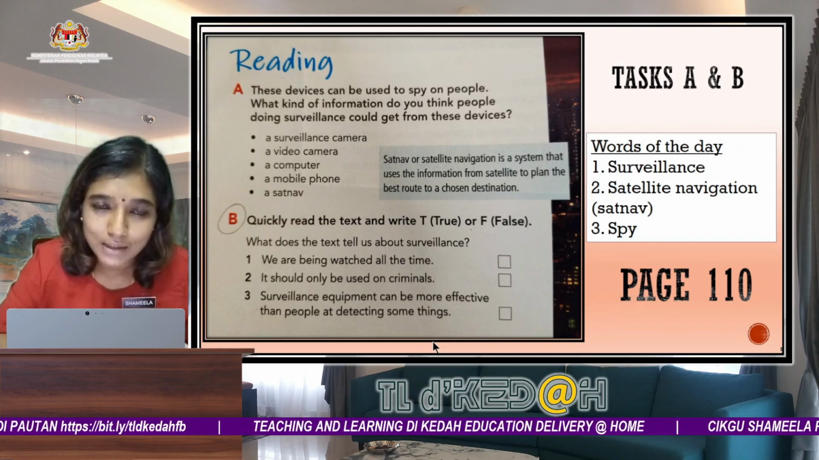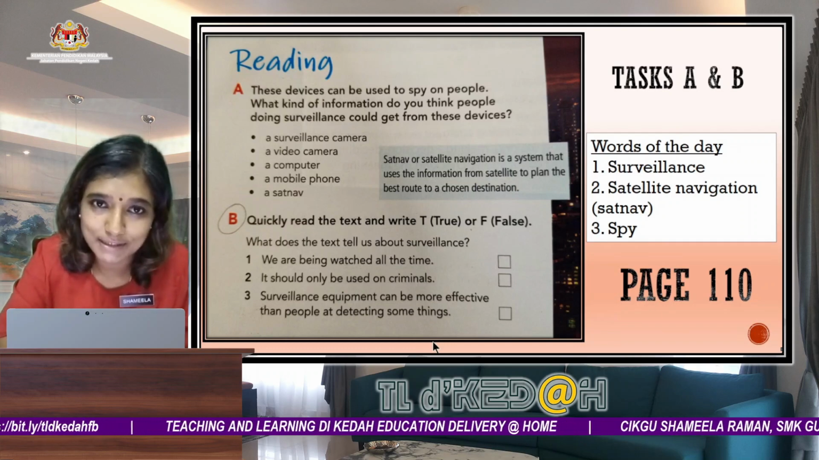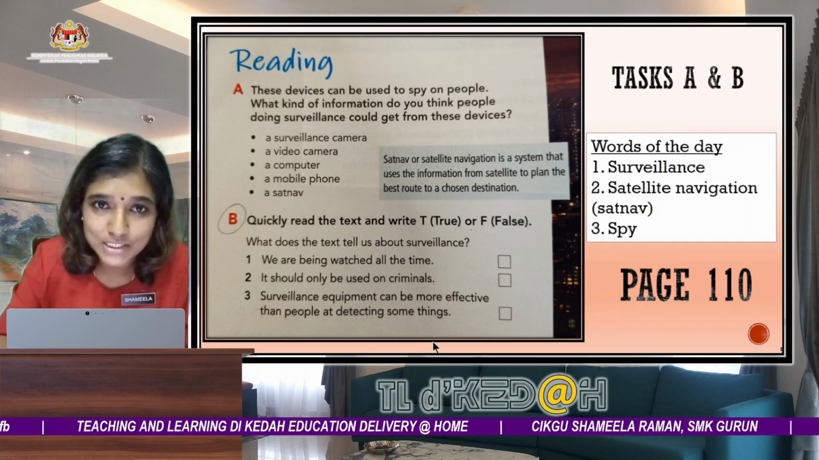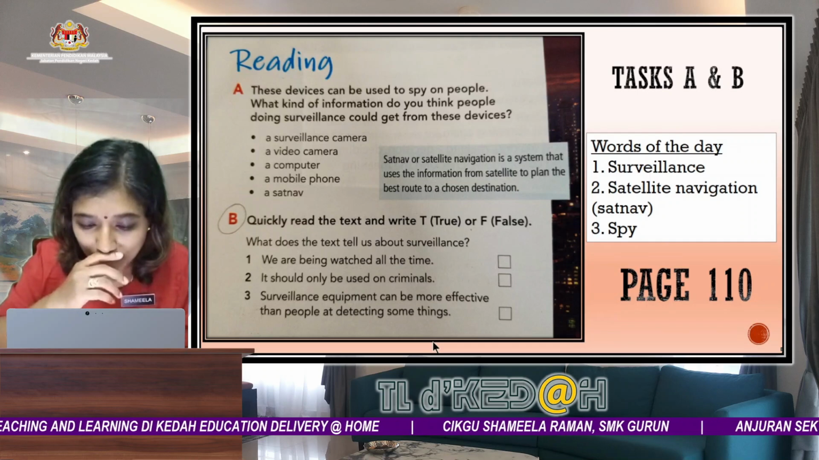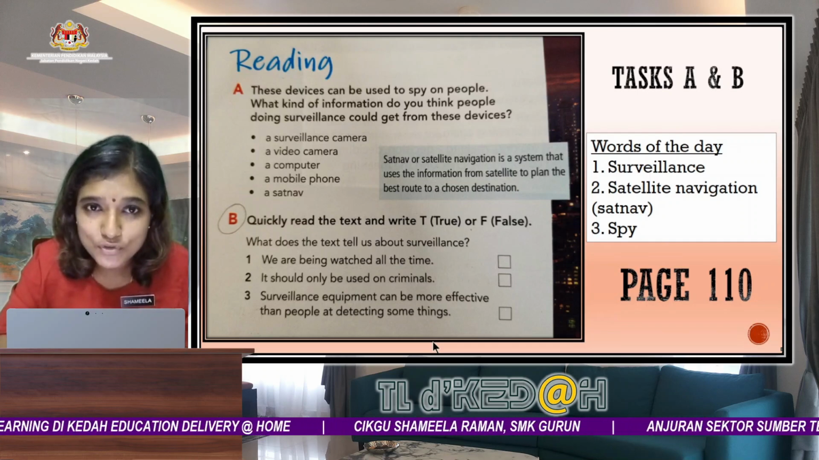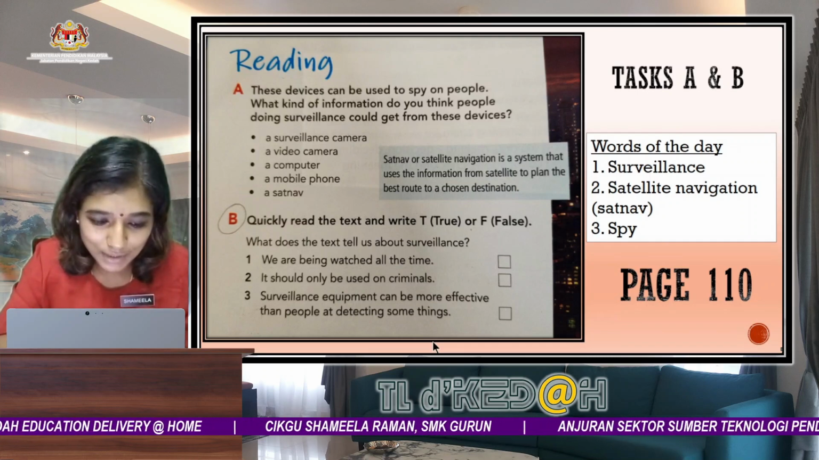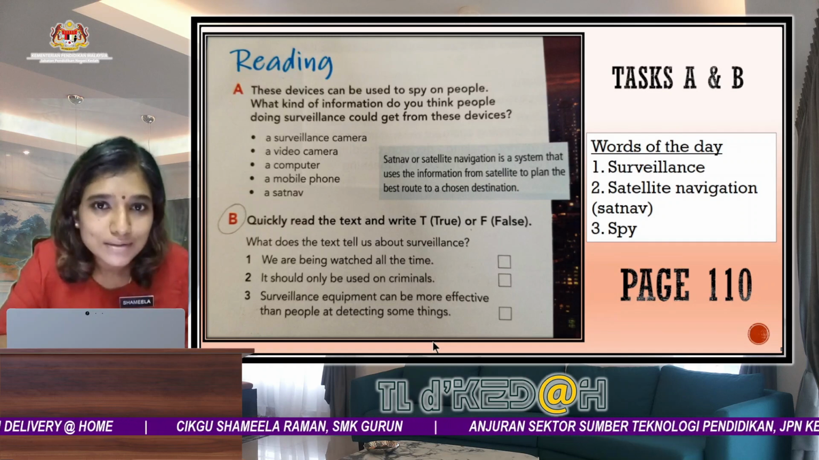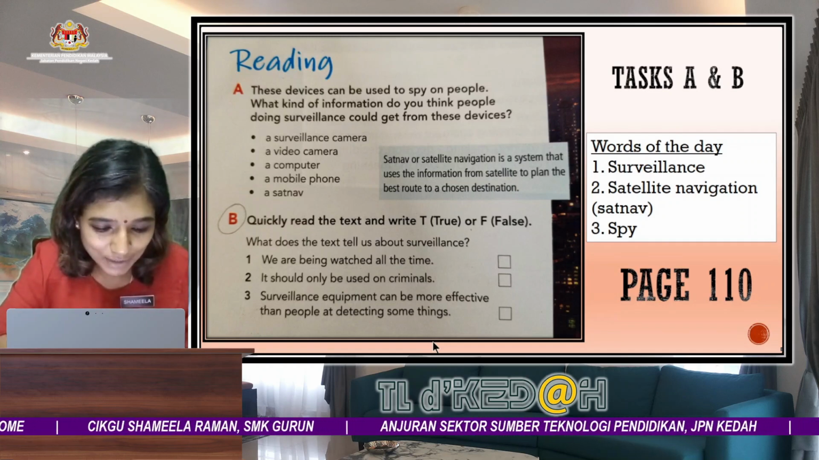It's false, okay? Nobody can watch you all the time, okay? Sometimes the gadgets are off, the devices are off, okay? If you see, they say most people are being watched, okay? Not all the time. You need to find the details, okay?